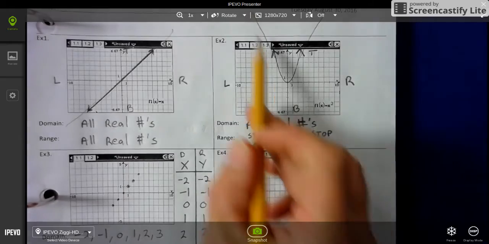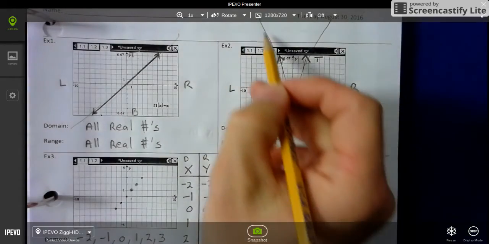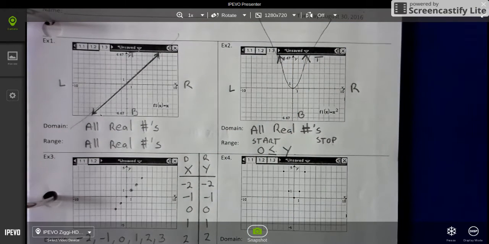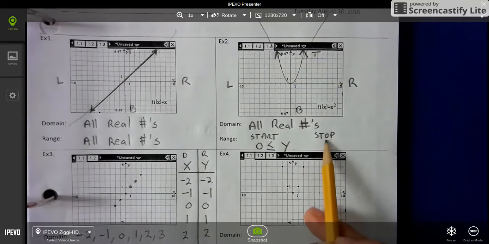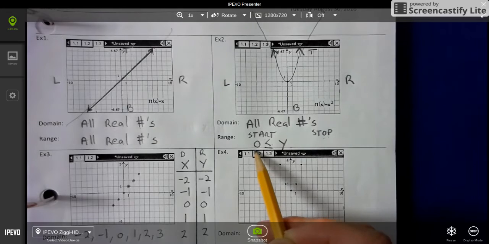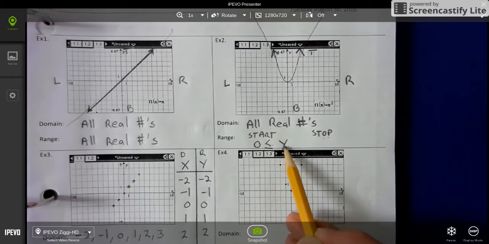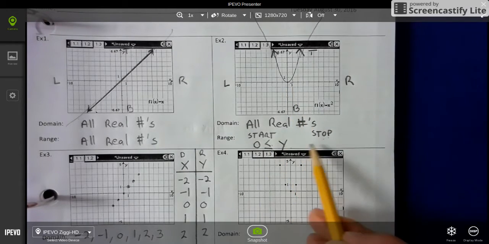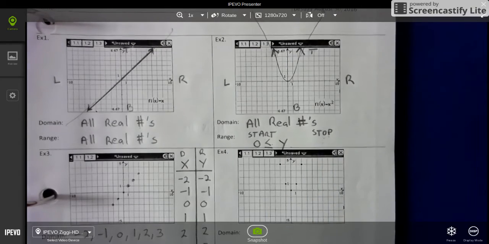From left to right, it's all real numbers because, again, the graph keeps going in both directions forever from left to right. But the range from bottom to top is different. And when that is, I like to use the words start and stop. So it starts at 0, and we notice all the values are greater than, so then we know y's range, so y is greater than or equal to 0, because it includes 0, but you'll notice it doesn't stop. So there's the domain and range for example 2.